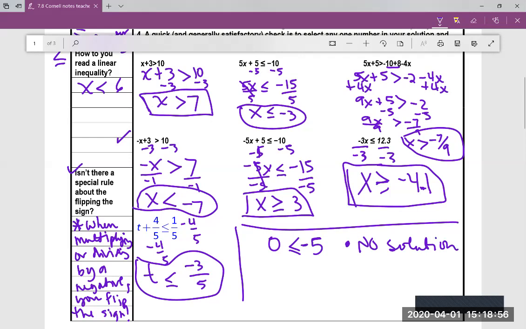If you did all the math and for whatever reason the x's canceled each other out, came to 0, and you end up with something like this, 0 is less than or equal to 5, and that is true. That's always true. And your solution set here would be all real numbers, all real numbers.